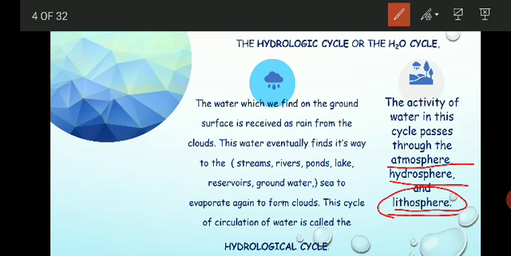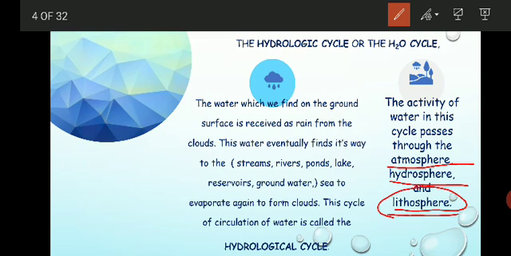So the circulation of water from ocean to the atmosphere, then from atmosphere to the lithosphere, and from the lithosphere again to the ocean, through various complex and interdependent processes, which include precipitation, runoff, groundwater flow, evaporation, and transpiration. Okay, these are the different modes in which the water is transferred, and that is called the hydrological cycle.